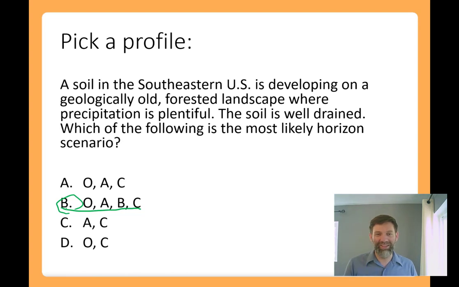Lots of time, lots of precipitation, forests, we've got organisms acting. There's plenty of soil formation going on here, so we expect a B horizon. Probably in that area, a Bt, if we're going to get more specific. Soils are clay factories, and that kind of setting is likely to get some clay accumulation.